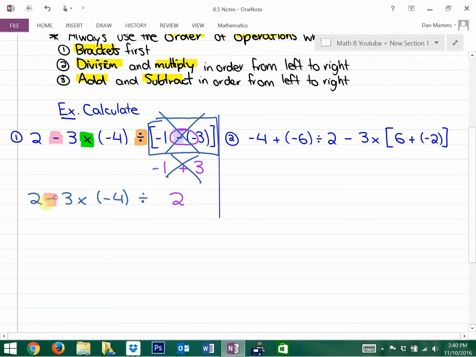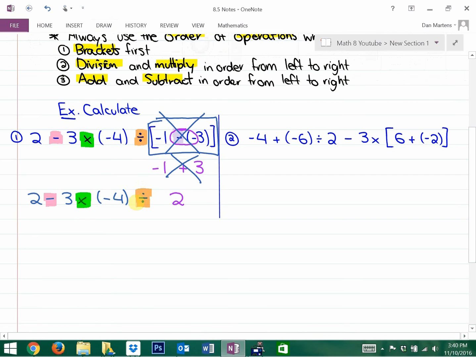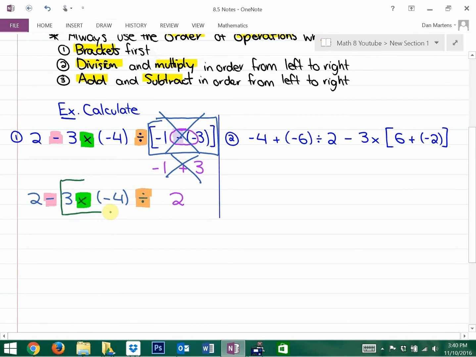So you want to keep yourself organized. I would always suggest as you're doing these questions to work down your page. In fact, I'd almost insist that you work down your page and not across your page. So the next operation, now that we've simplified the brackets, is to look at dividing and multiplying, and the one that happens first is the one that's further to the left. So in this case, this multiplying is further to the left than the dividing. So 3 times negative 4, it's a positive times a negative, and we learned from the sign rule that a positive times a negative is a negative. So we can cross this out now and rewrite what we haven't crossed out. So we've got 2 minus negative 12 divided by 2.